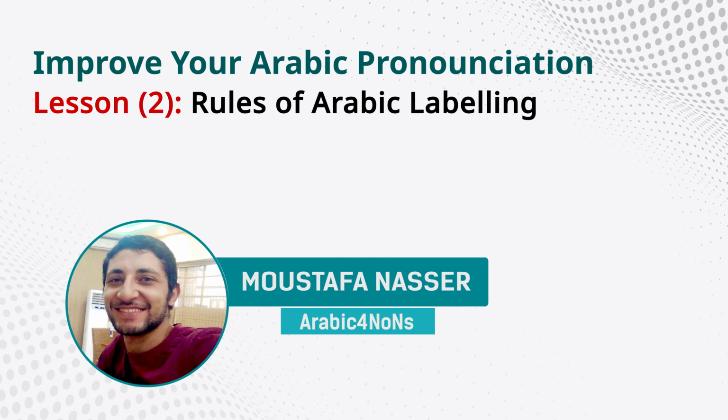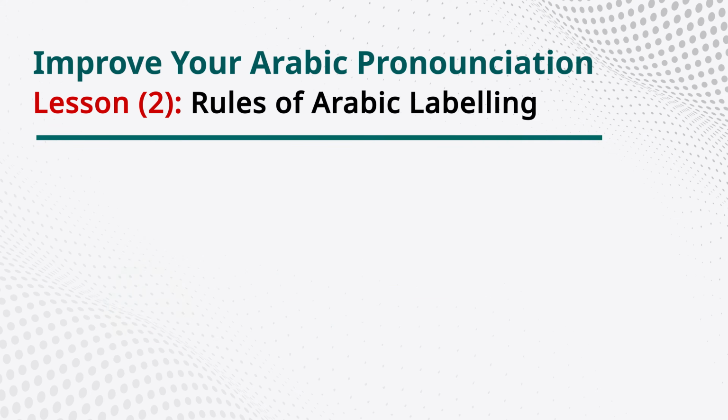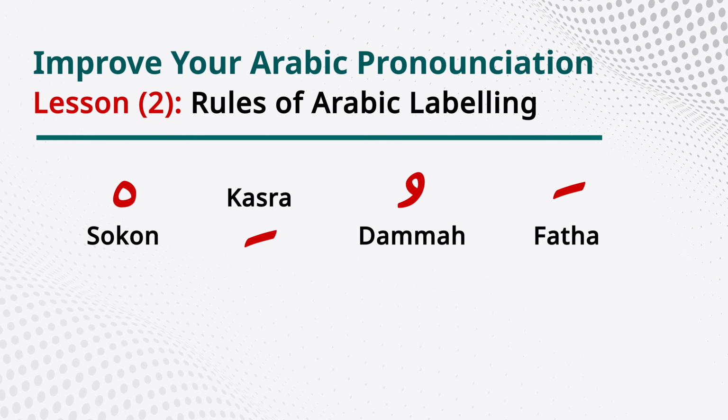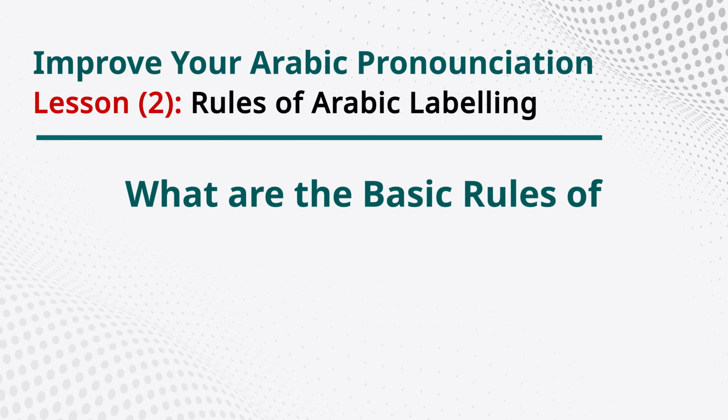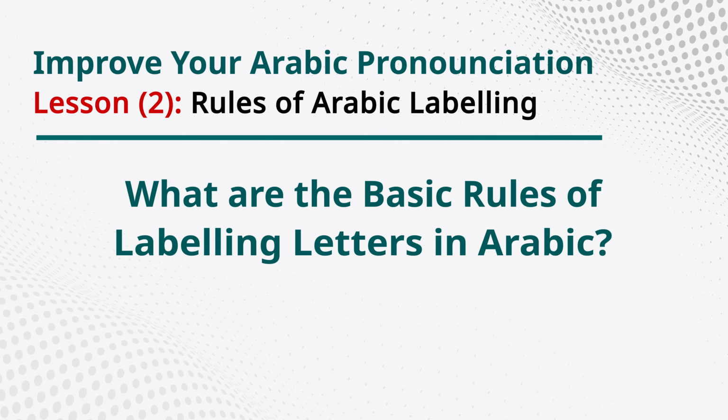In the previous lesson, we introduced the essential four labels in Arabic and we learned together how to pronounce each one of them. We also knew the importance of labels as they manipulate both pronunciation and meaning. We ended the lesson with a question. What are the basic rules of labeling letters in Arabic? There are two rules, and this is what we have for today's lesson.